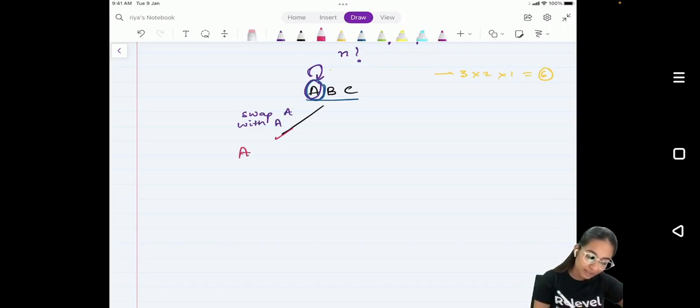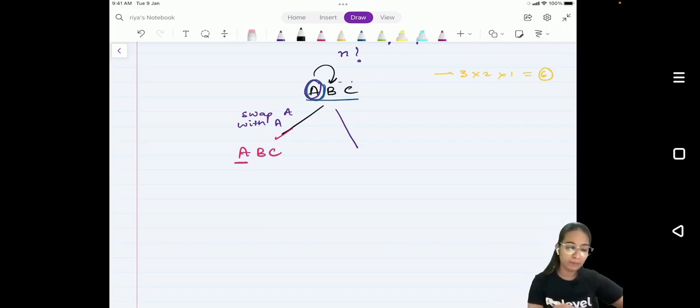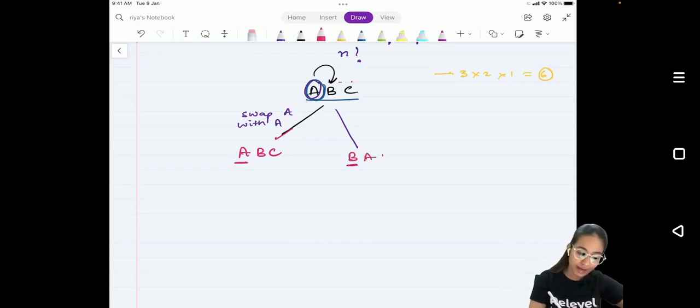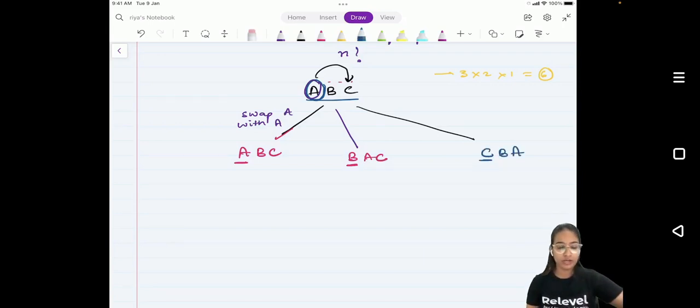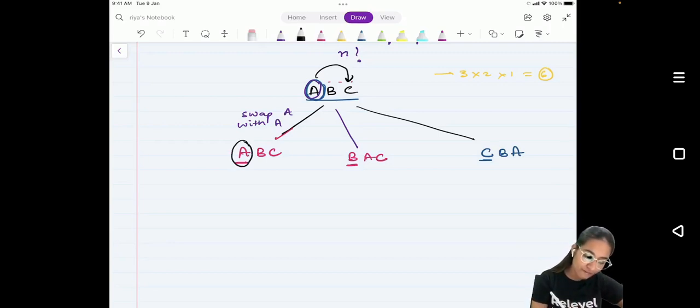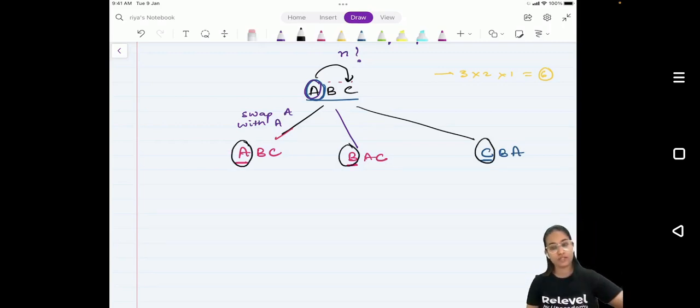If that happens, then this is the A over here, and then B and C remain the same since we are not touching them. Another possibility is that you swap A with B, because I told you that permutations are nothing but swaps. If that happens, then B comes at this position, and then A and C. The third possibility is that you swap A and C. If that happens, A will not be here anymore. At the first position you will have C, then B and A. So for the first position, we have figured out all the possibilities.